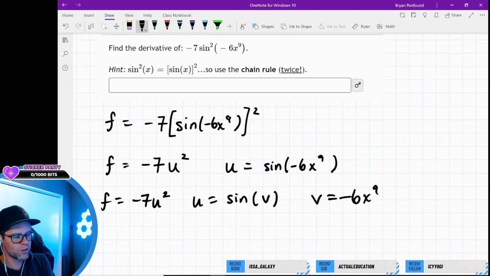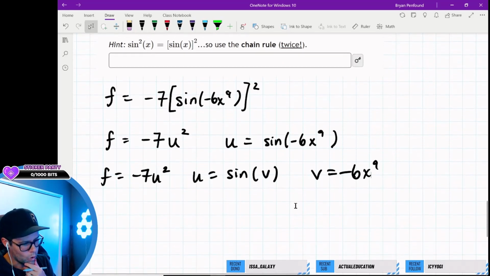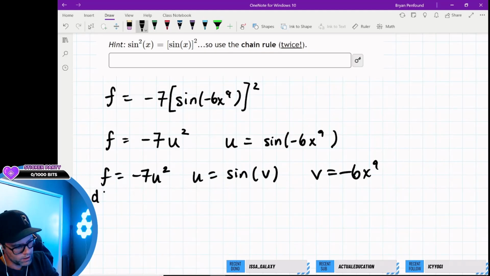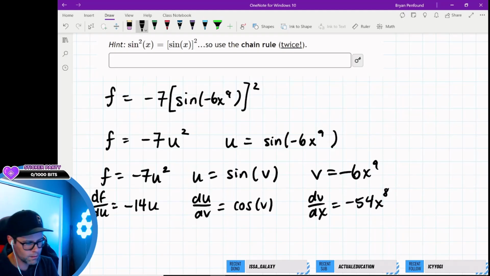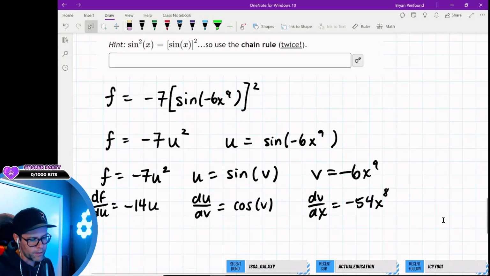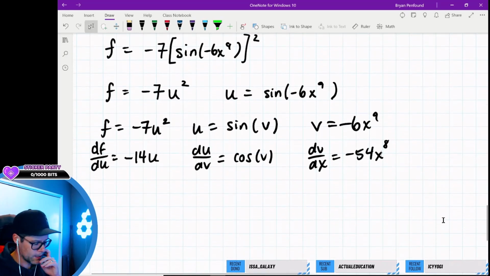So now we can actually take the derivative of f and u and v all one by one. So the derivative of f with respect to u should be negative 14u. The derivative of u with respect to v should be, derivative of sine is cosine, right? So cosine of v. And then the derivative of v with respect to x should be negative 6 times 9, so negative 54x to the 8. And then we just have to figure out how to put all of this together.